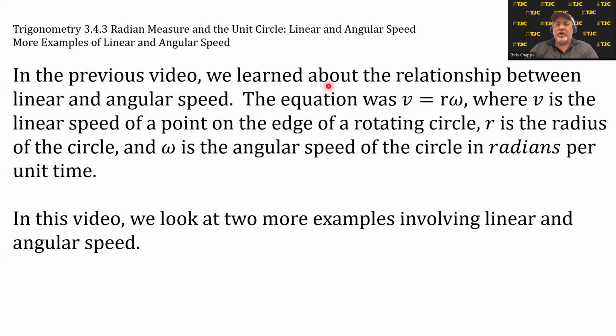In the previous video, we learned about the relationship between linear and angular speed. The equation was v equals r omega, where v is the linear speed of a point on the edge of a rotating circle, r is the radius of the circle, and omega is the angular speed of the circle in radians per unit time. In this video, we will look at two more examples involving linear and angular speed.